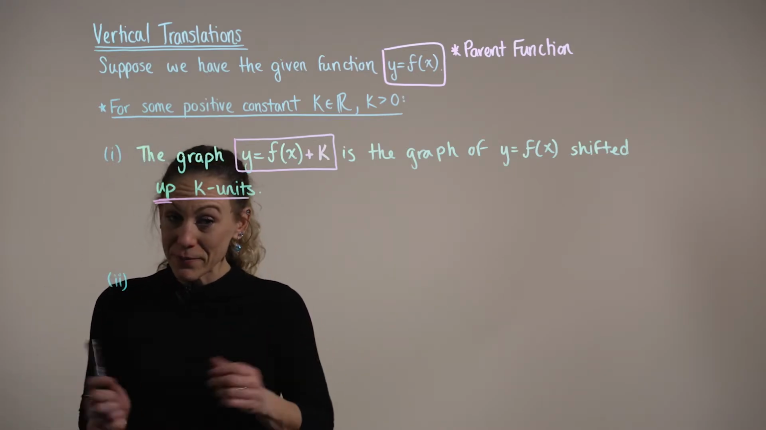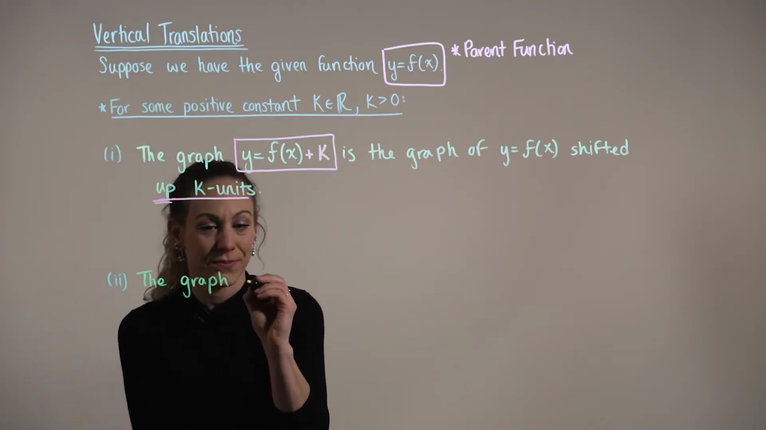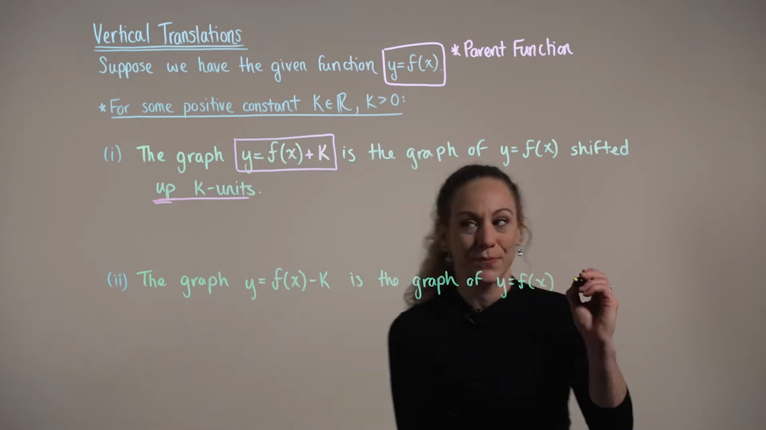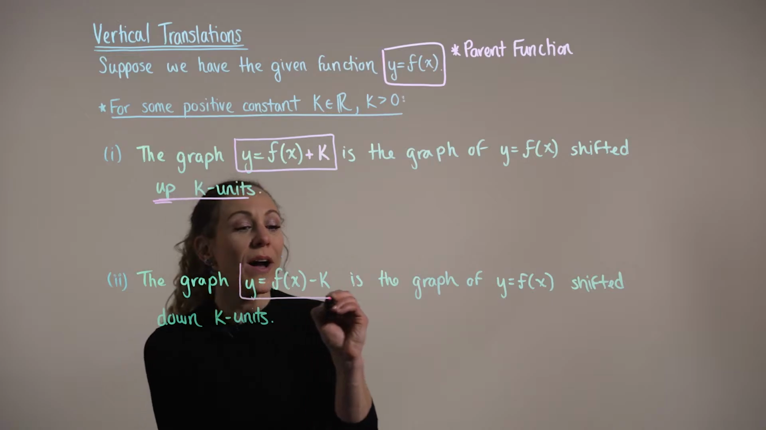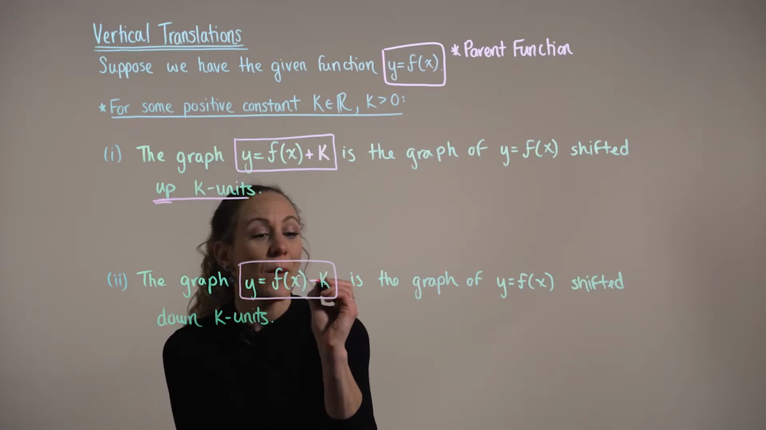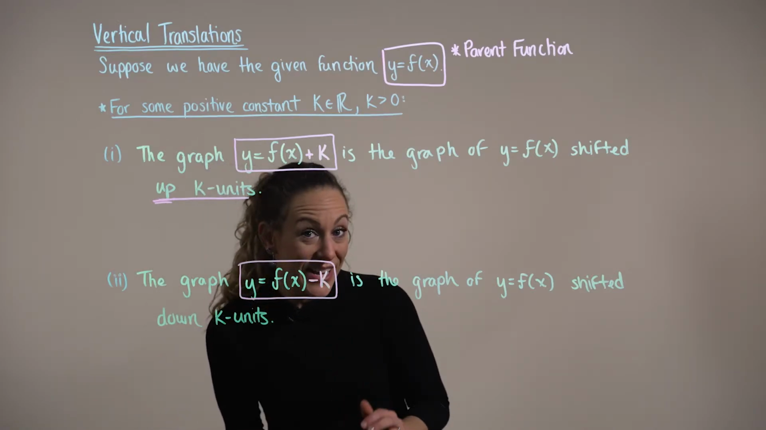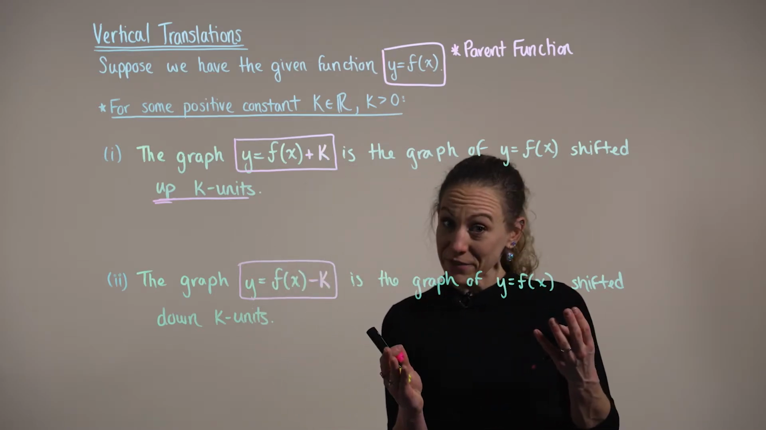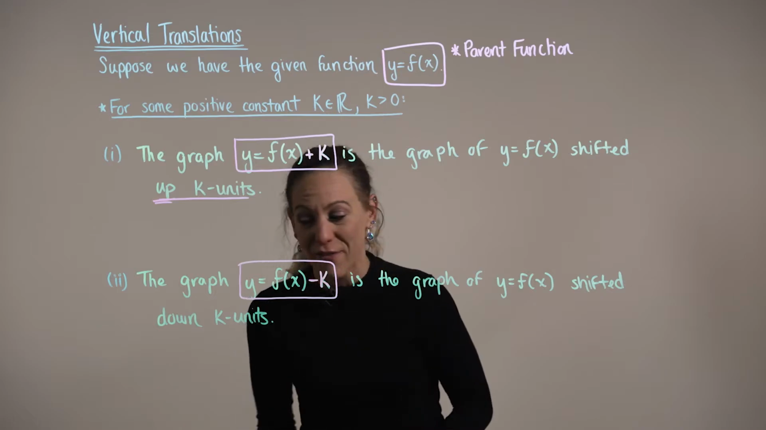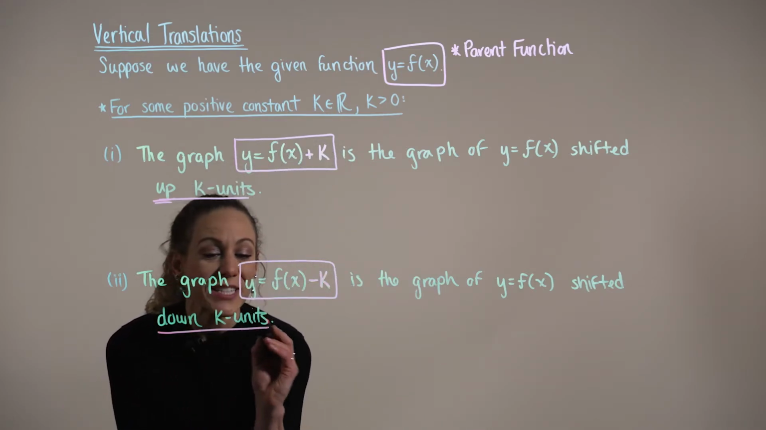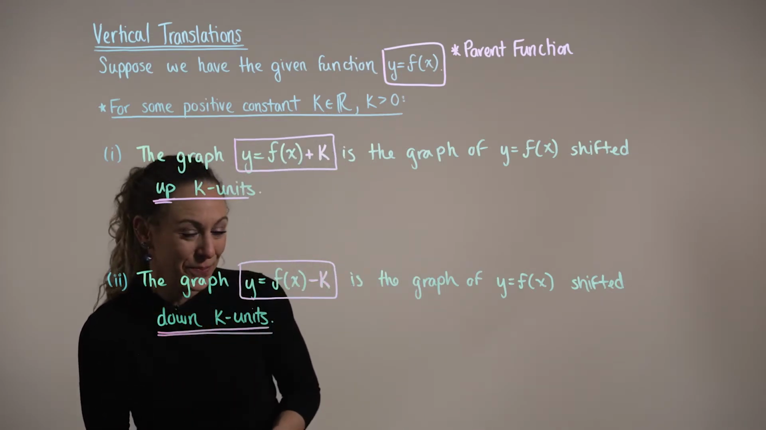Now, alternatively, we have the following. So we say that the graph of y is equal to f of x minus this constant k is, again, the graph of our parent function, but this time, because we're subtracting a constant from f of x, the graph is being shifted down k units.